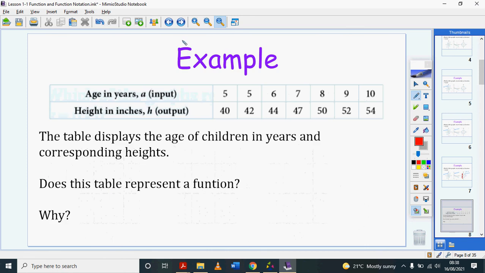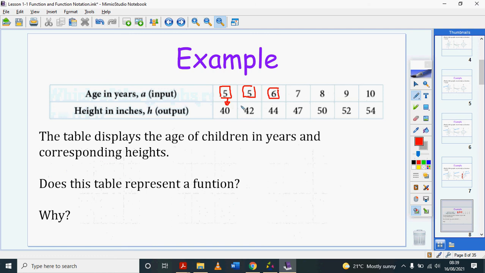Here's an example. The table displays the age of children in years and corresponding heights. Does this table represent a function? Look at the inputs and then look at the outputs. Then ask yourself, does each single input go to one distinct output? Or does each single distinct input go to one output? This is a 5, it goes to 40, okay?